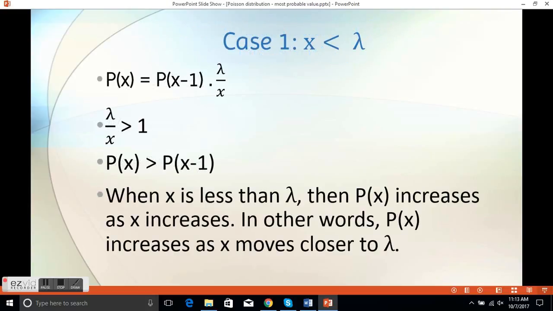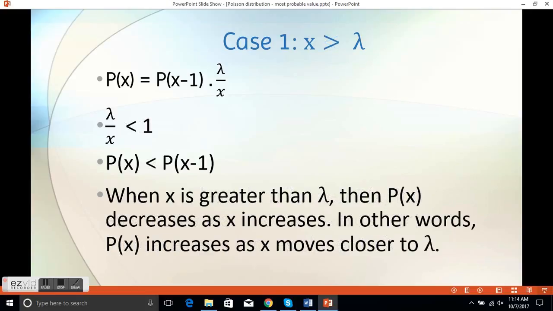We consider three cases. One, x is less than lambda. P of x equals P of x minus 1 into lambda divided by x. Now if x is less than lambda, then lambda divided by x is greater than 1, which means P of x is greater than P of x minus 1. So what it really means is that as x is increasing, P of x is increasing. When x is less than lambda, an increase in x means that x is going closer to lambda. So we find that as x moves closer to lambda, P of x increases.